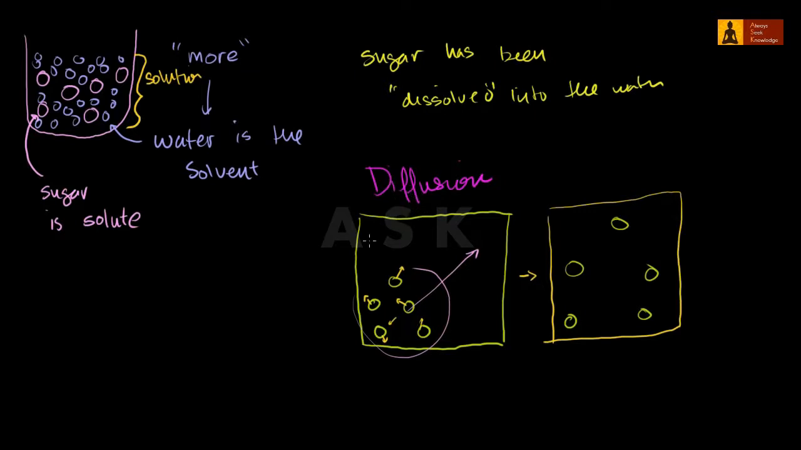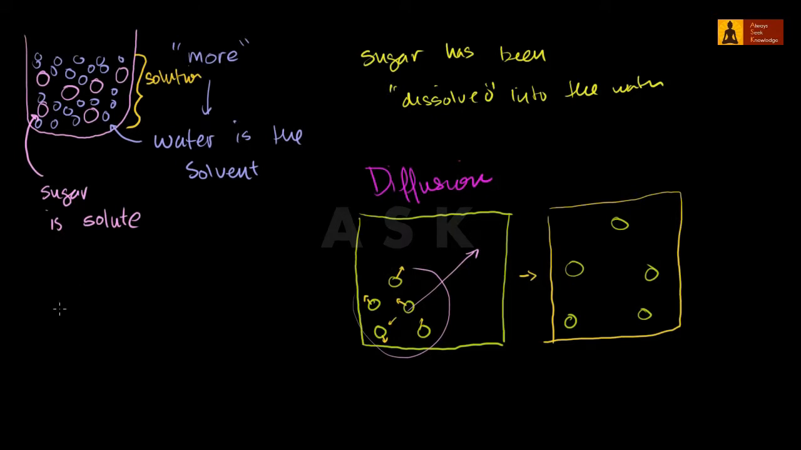But the very simple idea is how much of that particle do you have per unit space. So here you have a lot of those particles per unit space, and here you have very few of those particles per unit space. So this is a high concentration, and that's a low concentration. So you can imagine other experiments like this.